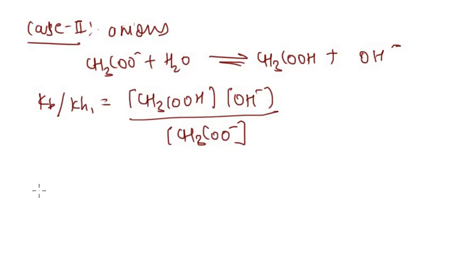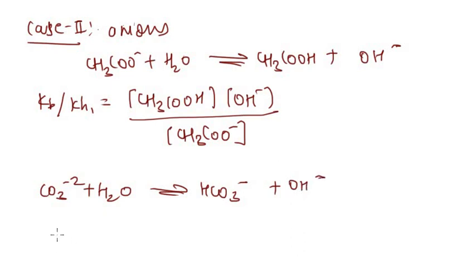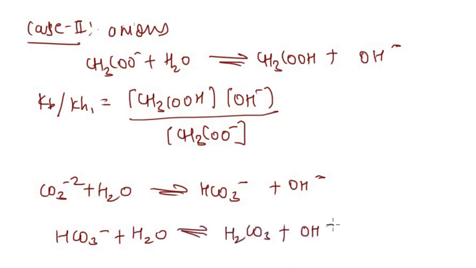Now, if we have more than one charge, like the carbonate ion CO3 negative 2, when it reacts with water it will give HCO3 negative and OH negative, and HCO3 negative will react with water to form H2CO3 plus OH negative. So we could write it as Kb1 or KH1, and Kb2 or KH2.